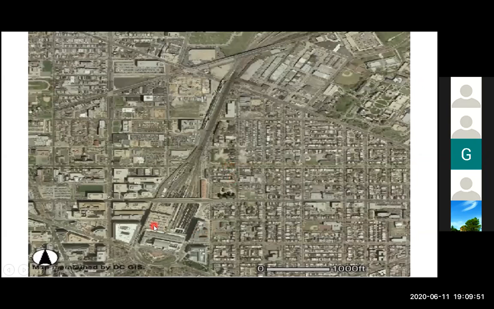So here we have a closer view. Here's Union Station. This is New York Avenue. This is Florida Avenue. And this is North Capitol Street. And you can see there's empty land. Well, there's a gas station right here, and this land is empty. All of this land is empty. This land was used by our Department of Public Works for staging dump trucks and snow plows. There was a salt dome there, but otherwise pretty empty.